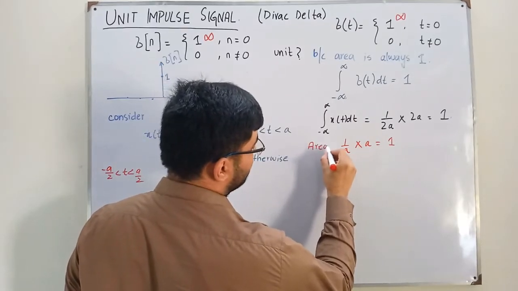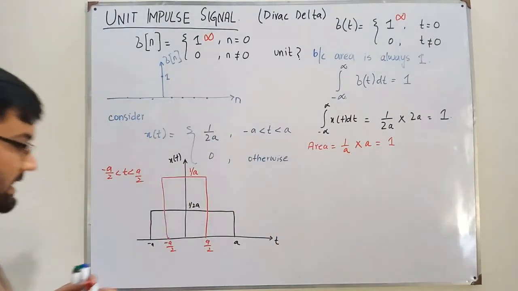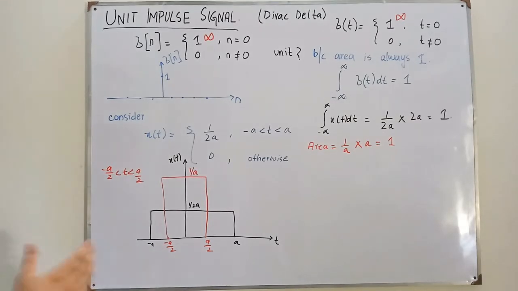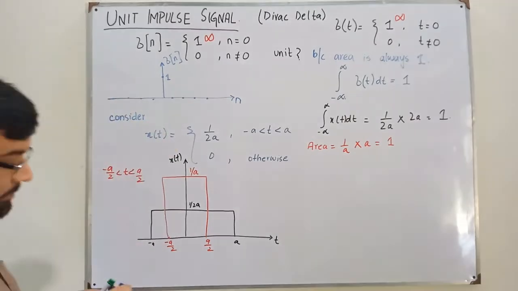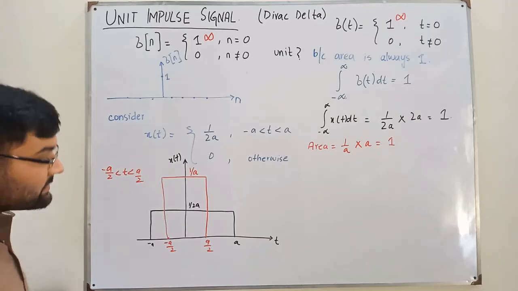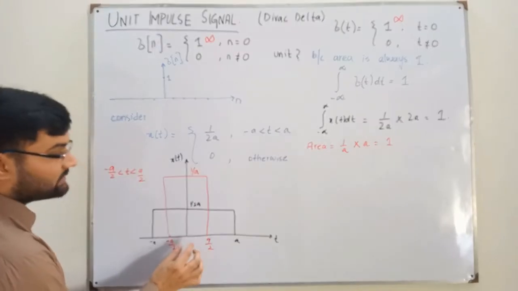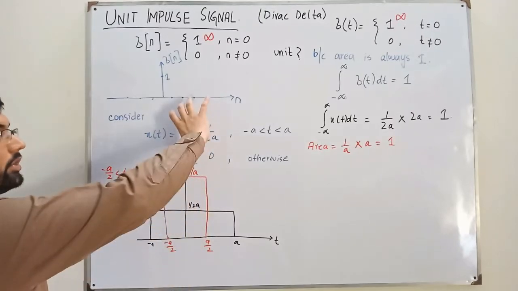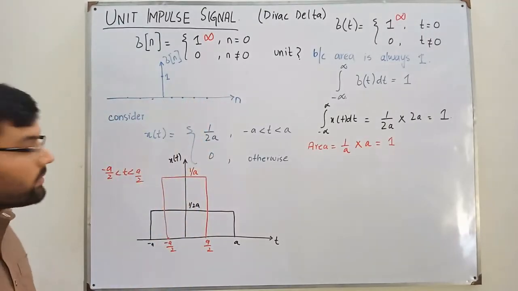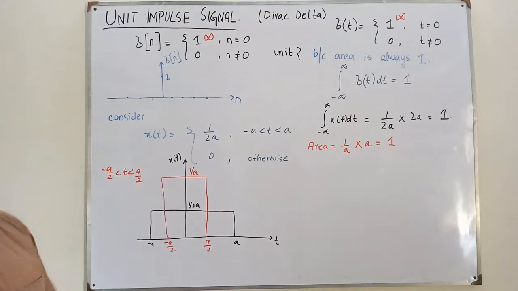Area is again equal to 1. So have a look. From here we will derive this unit impulse signal: as the width of the signal reduces to 0, the height of the signal would go where? It would go to infinity, and the area stays unity.